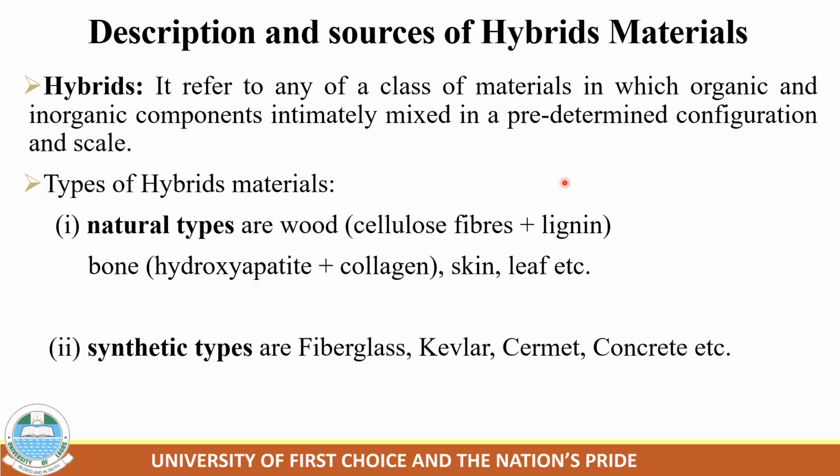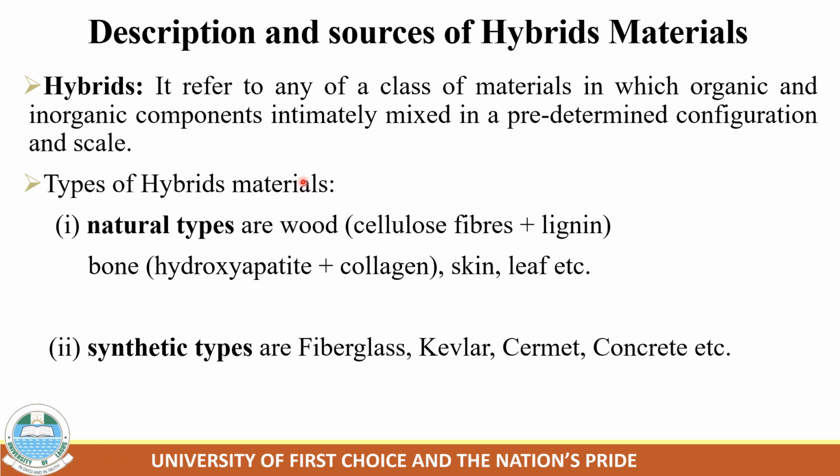Now another material that we have is hybrid materials. Hybrid material refers to any class of material in which organic and inorganic components intimately mix in a predetermined configuration and scale. Hybrid materials are broadly classified into two: natural hybrid material and synthetic hybrid material.